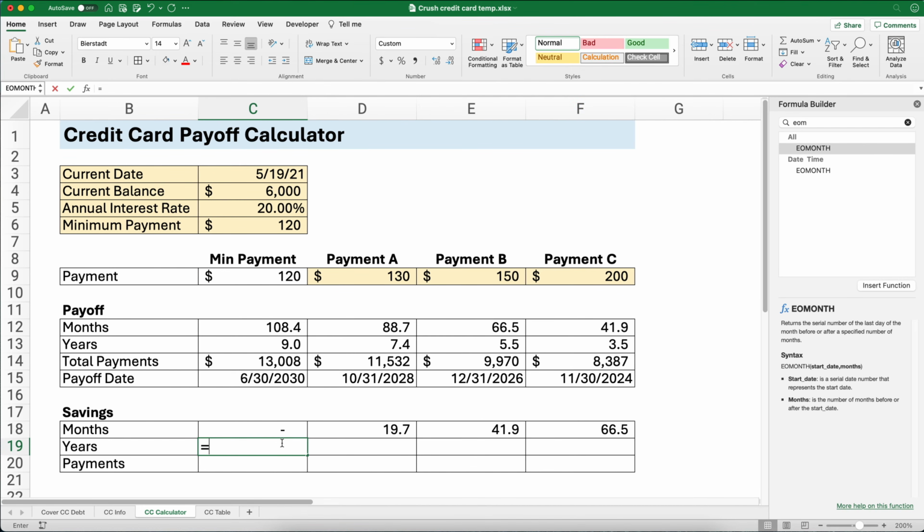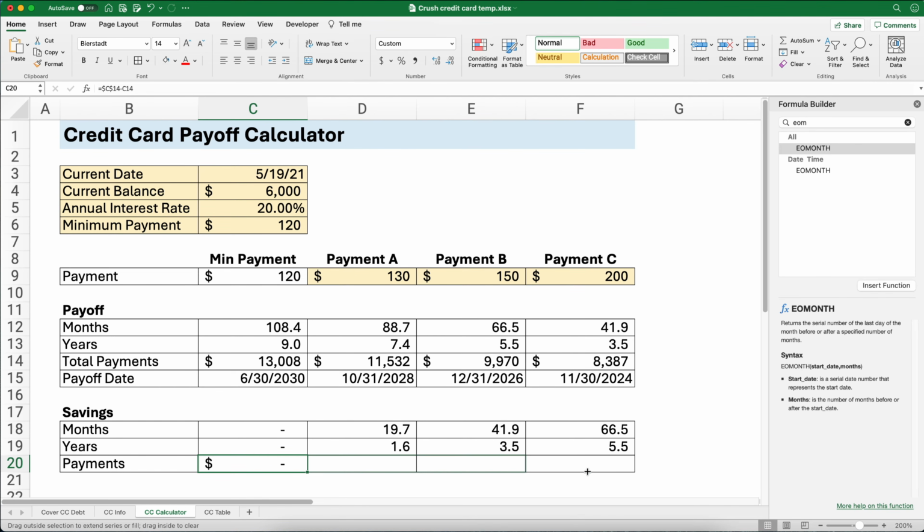We'll do the same thing for years. So instead of 9, let's do 9 absolute minus that 9. I'm going to copy it across. So instead of having, I could have taken the number of months divided by the years. I certainly can do that. The payments, the same thing. I'm going to take the 13,000, make it absolute, and subtract out the 13,000. Obviously, zero savings if you pay the minimum payment.